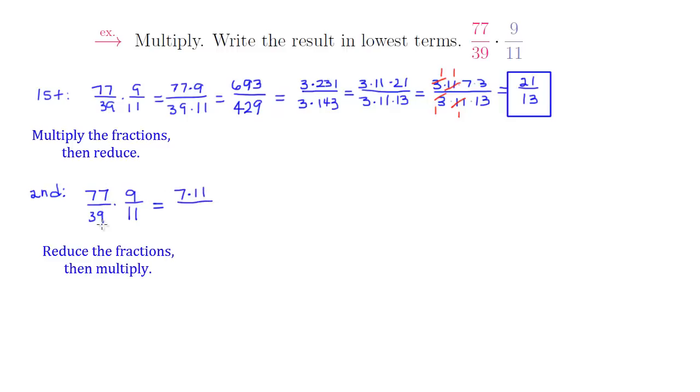And 39, what goes into 39? 3. 3 goes into 39. 3 goes in there 13 times. So 39 is actually 3 times 13. Now how about 9? 9 can be broken up as 3 times 3. And 11, well, 11 is just 11 times 1.